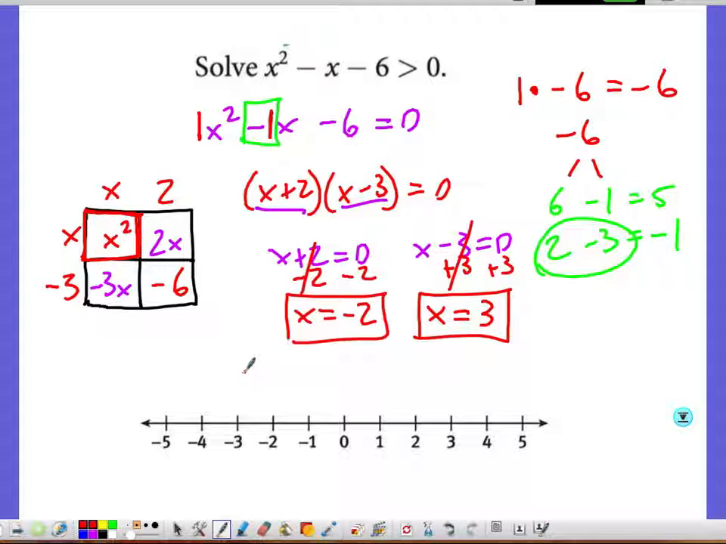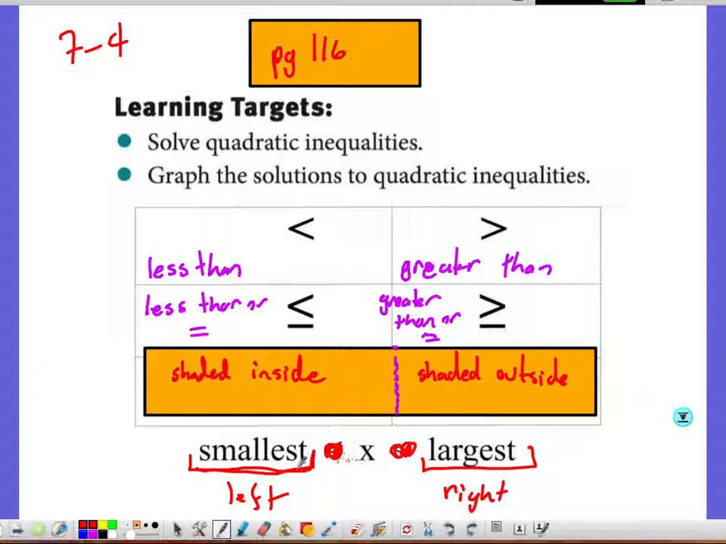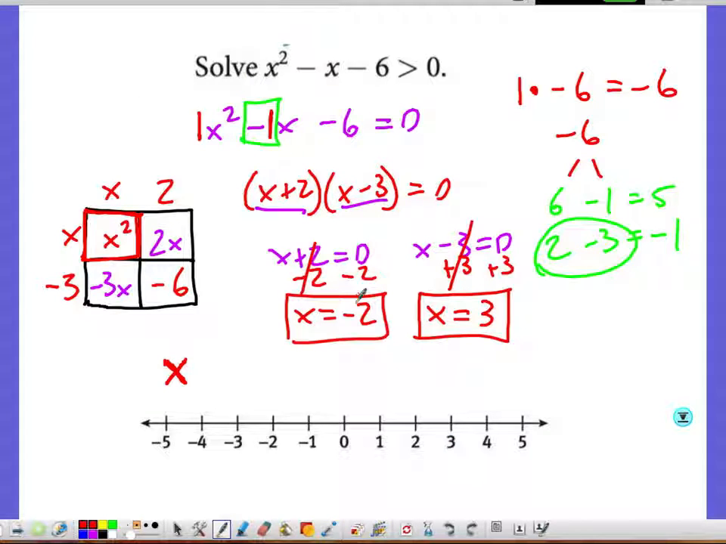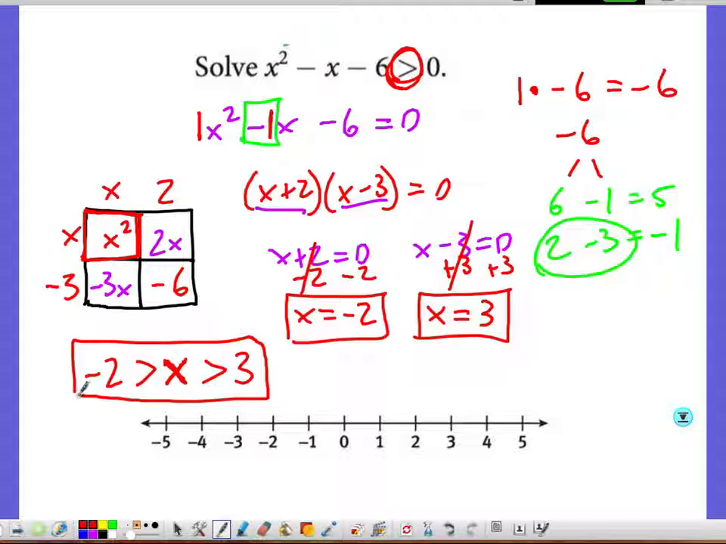Alright, there we go. Now, to write the final solution, I need to write it as an inequality. And so x is going to go in the middle. And remember, I want to set it up in this format. My smallest solution goes on the left, my largest solution goes on the right. What is my smallest solution here? It's going to be negative 2. So it goes on the left. My largest solution is 3. And basically what we do is just plug in the inequality that we began with, which is going to be greater than. Here is my inequality solution.